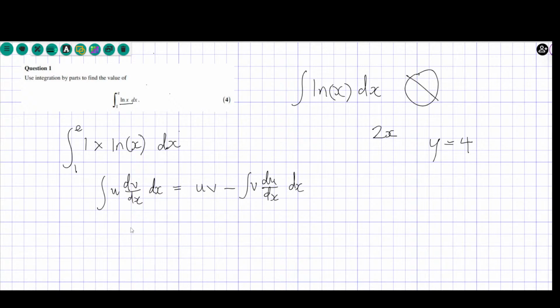So we have to decide what u is, and what dv/dx is. If you have a derivative here, that means you're going to integrate it to find v. If you have the u here, we're going to differentiate u with respect to x to find the derivative of u. So u in this case is the thing that we're going to differentiate. So we're going to have that as ln x.